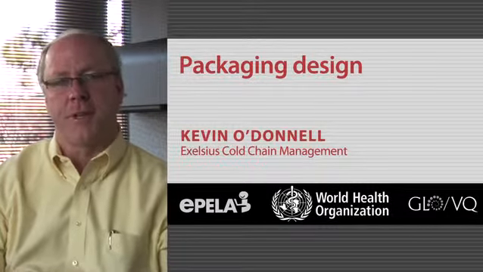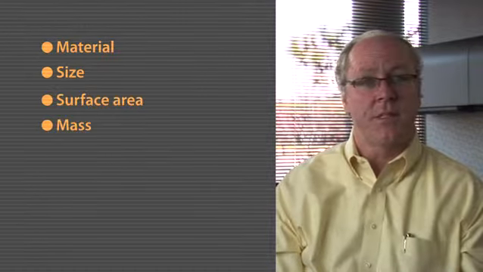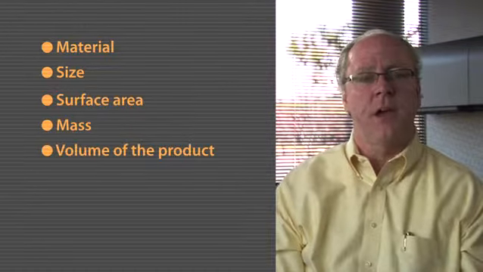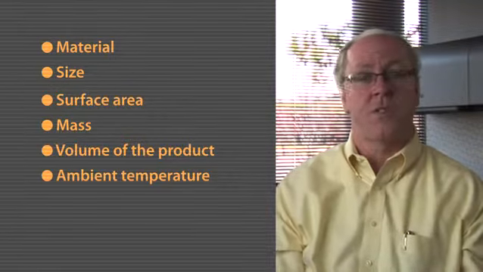How we can apply this thermal resistance and capacity information with the refrigerants in packaging we'll take a look at in another video. Now there are other considerations to take into account other than conduction, convection, and radiation when we're designing our package. For instance, we need to know what the material is that we're working with. What is the size of the material, the total surface area, the mass, the volume of the product, and the ambient temperature to which the product is going to be subjected when it's in transport.